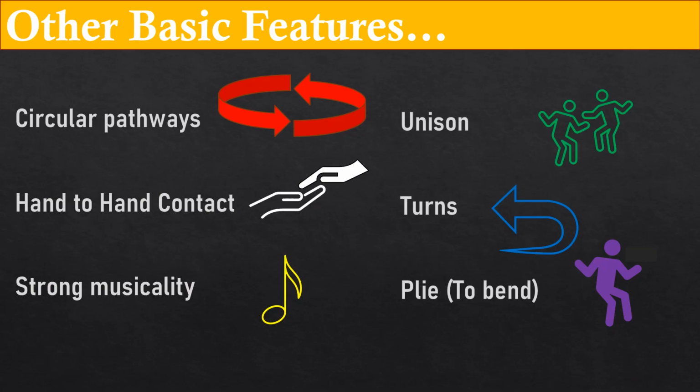Okay, so going through the other basic features of court dancing now then. So we've got circular pathways, hand-to-hand contact, strong musicality, unison, turns and plié. So plié basically just means to bend. So that's that French terminology coming out again. Okay, moving on.